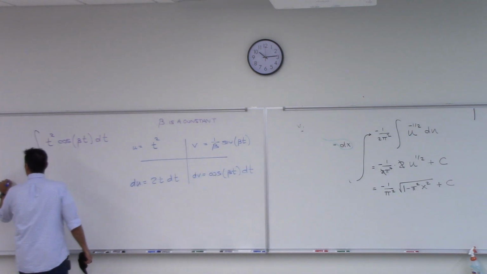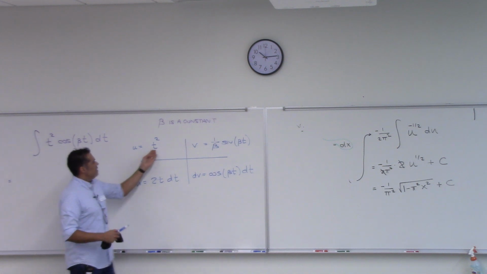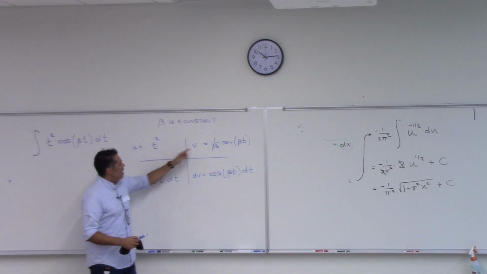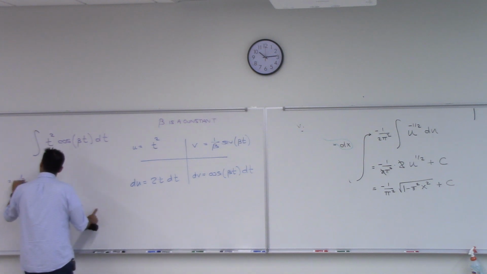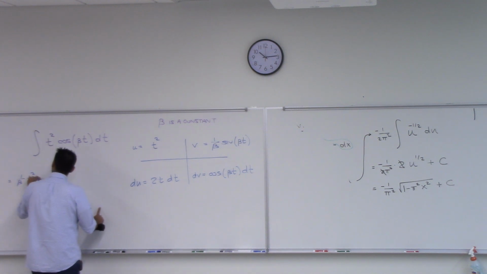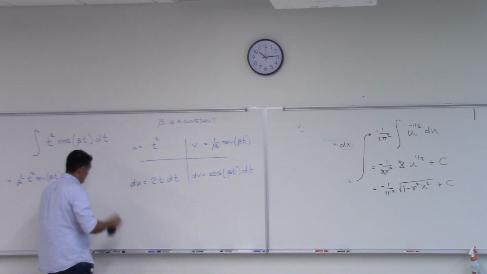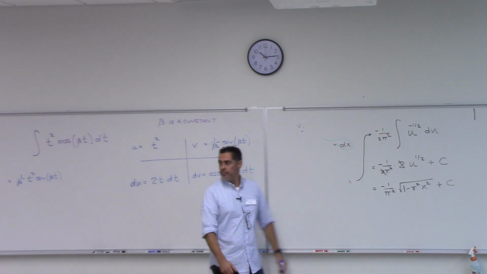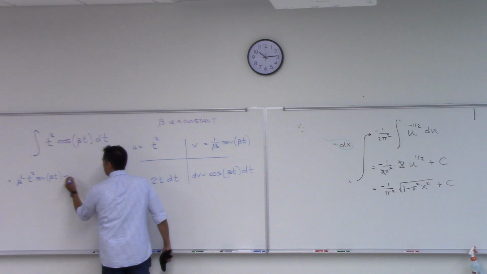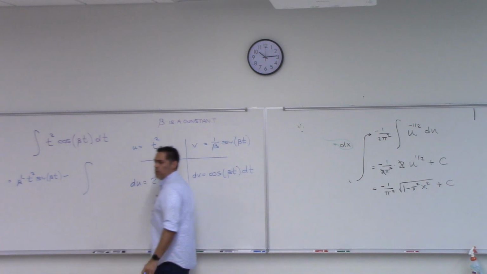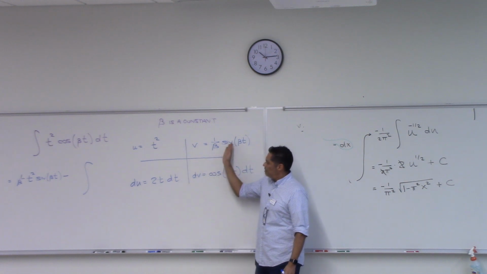All right, so this is equal to, ready for the formula, uv, these two multiplied together. Since 1 over beta is a constant, I'm going to put it in front. 1 over beta, t squared, and then sine beta t. All right, that's uv. Minus, leave a space, integral vdu. vdu is this, these two multiplied.